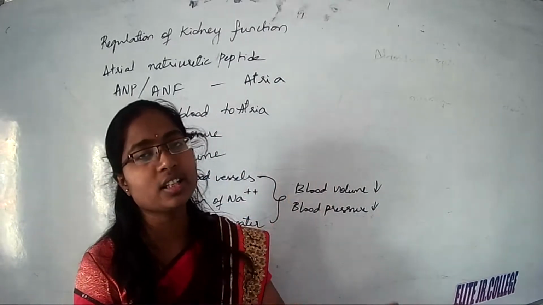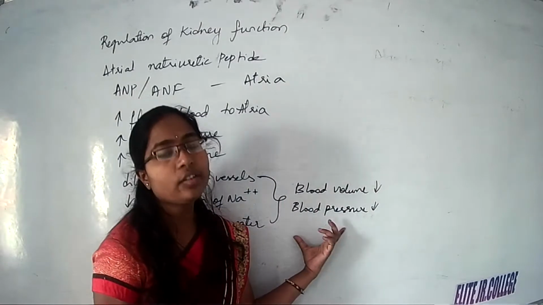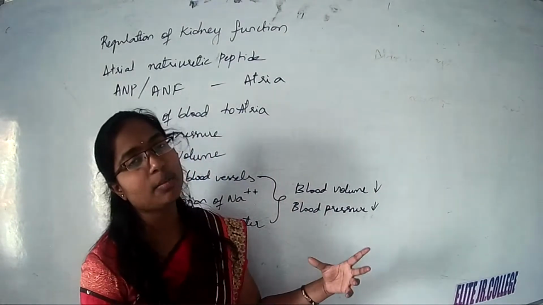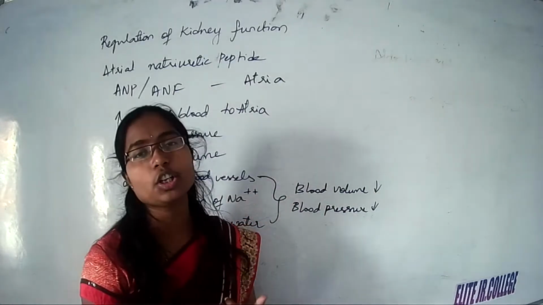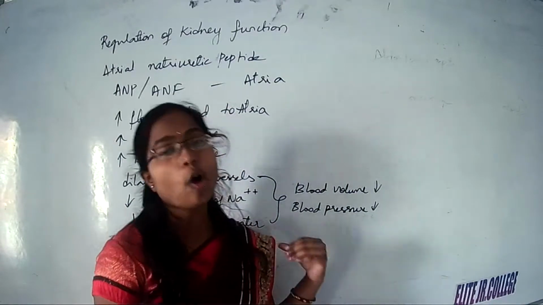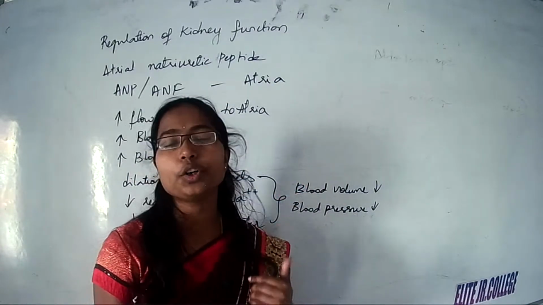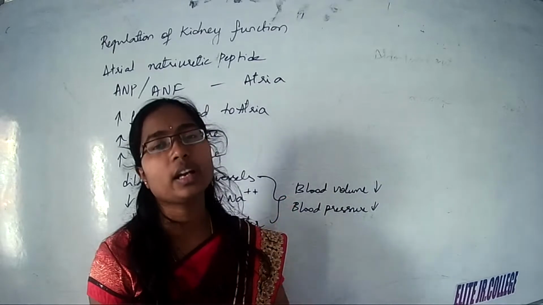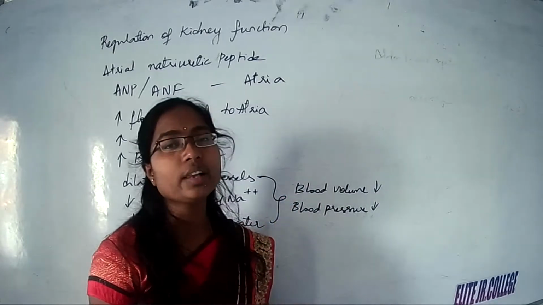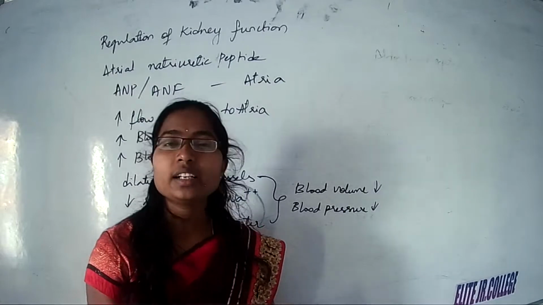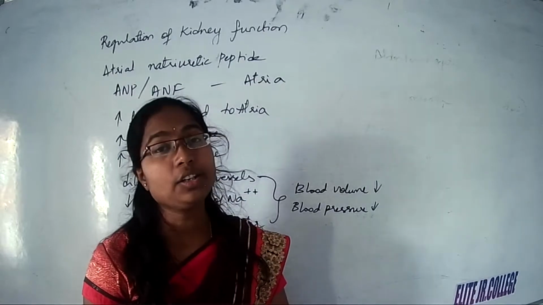Whenever there is an increase in the blood volume, atrial natriuretic factor is produced. Whenever there is a decrease in the blood volume, the RAS system is activated. In that way, both of them work opposite to each other in order to maintain the blood volume and the osmoregulation in the body. So this is all that we have regarding the regulation of kidney function. Let us learn the next concept, that is micturition.